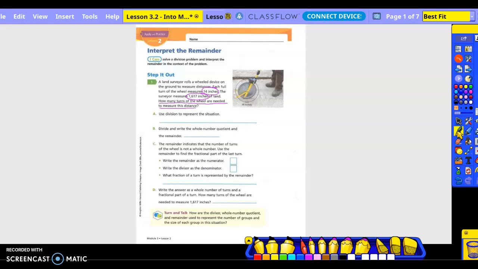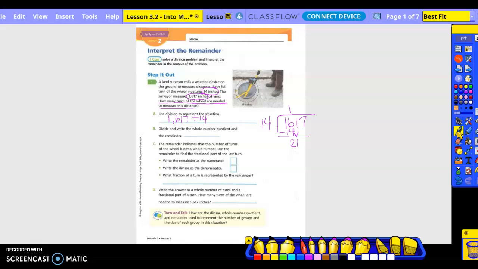So what is going to be our division problem to represent that? 1,617 divided by 14. Divide and write the whole number quotient and remainder. So what's the dividend? What goes in the house? 1,617. The divisor is 14, right? Okay, so 14 into 1? 14 into 16? 1. 16 minus 14 is 2, bring down the 1.